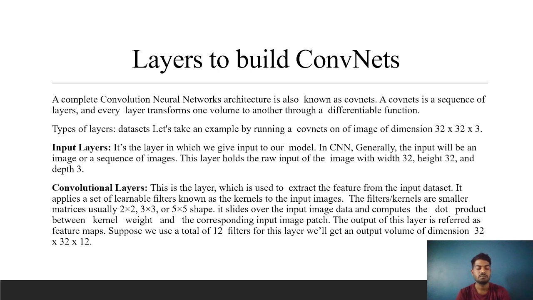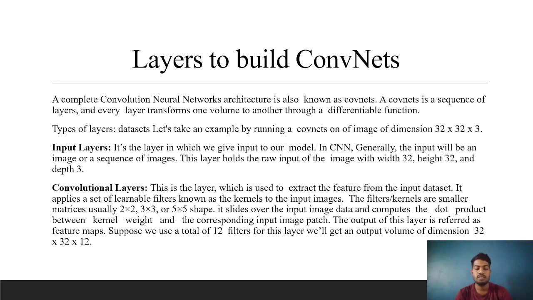x 3. Input layer. It's the layer at which we give input to our model. In a CNN, generally the input will be an image or a sequence of images. This layer holds the raw input of the image with width 32, height 32, and depth 3.